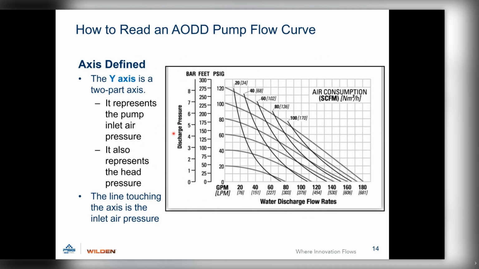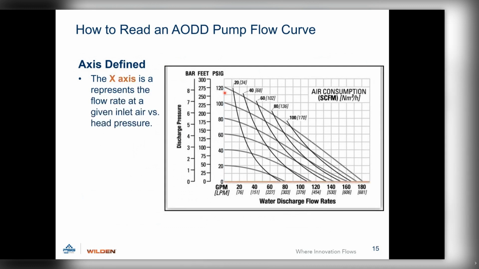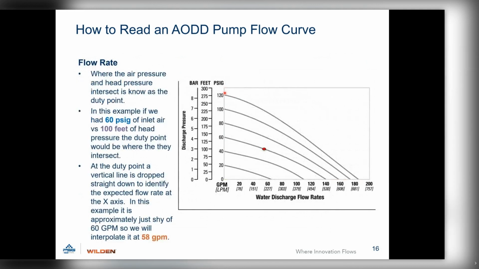So the line touching the axis is the air. The line touching the y-axis is going to be your inlet air pressure, and then the x-axis is going to be your head pressure. Right. So now that we understand the axes, we'll go ahead and look at an example here.